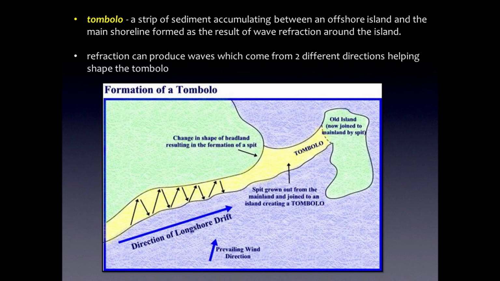We have a little diagram here showing the formation of it. Once again, longshore drift plays a very important role in it. It moves sediment out, might initially start off as a spit, but then when that spit joins that island, it becomes a tombolo.